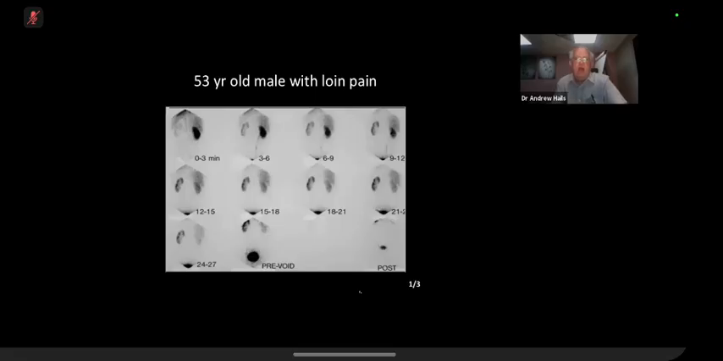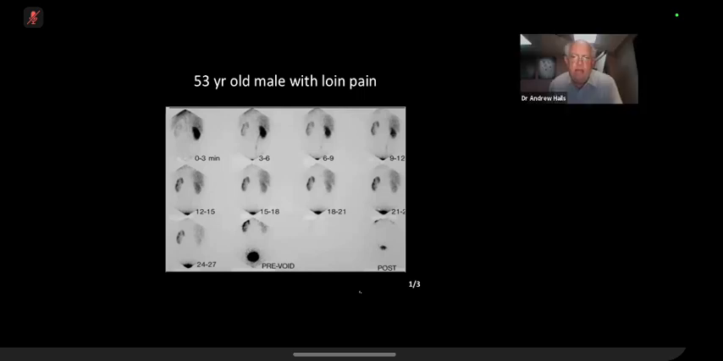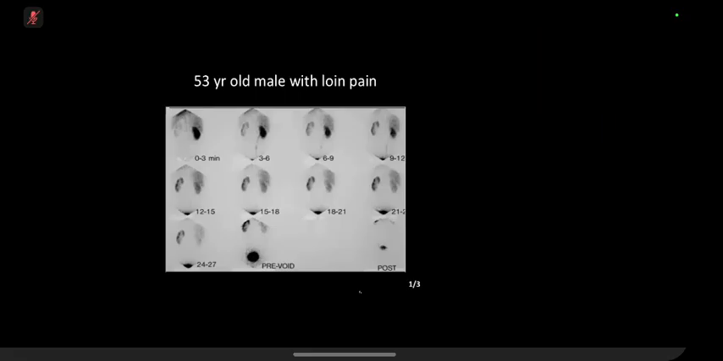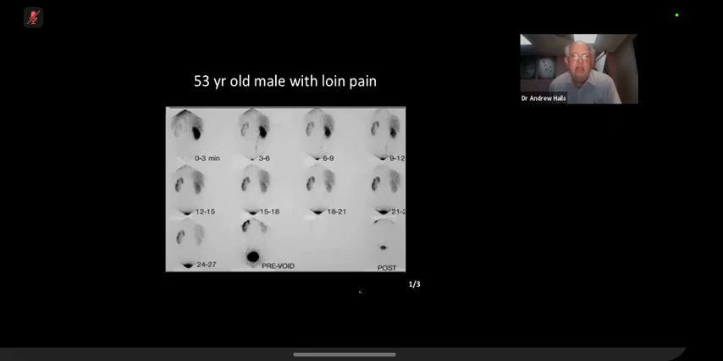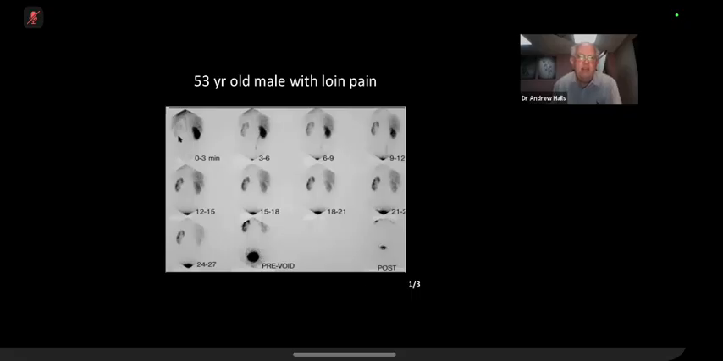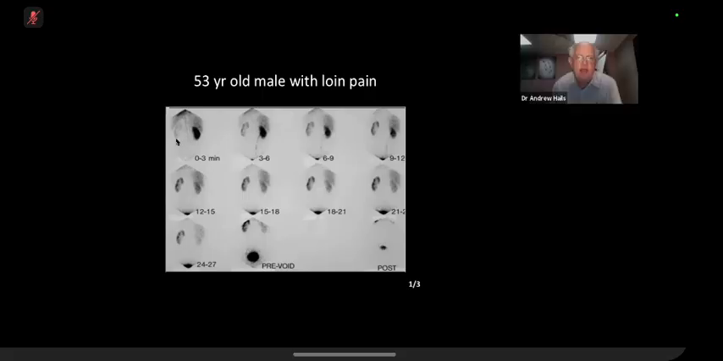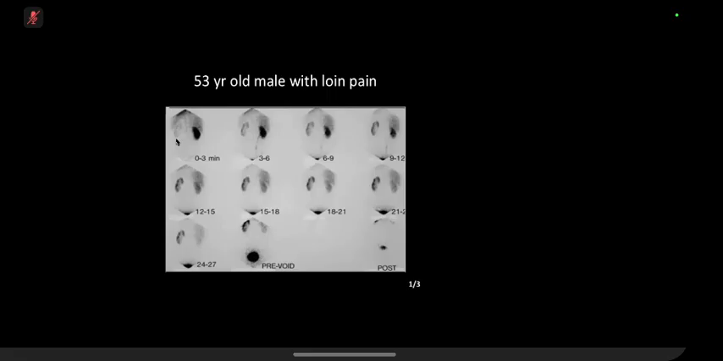Now, I will ask you about this one. It's a 53-year-old male with loin pain. Could you tell me which side is the loin pain? Left side. Yeah, and by left side, do you mean this one? That's right. You mean that one, yeah? Okay. And why do you say that one?